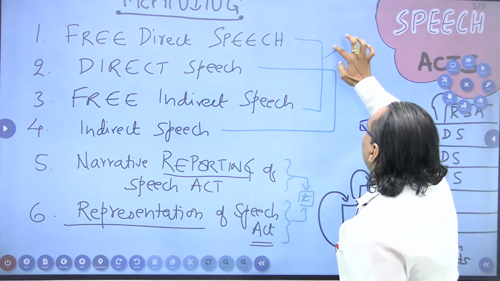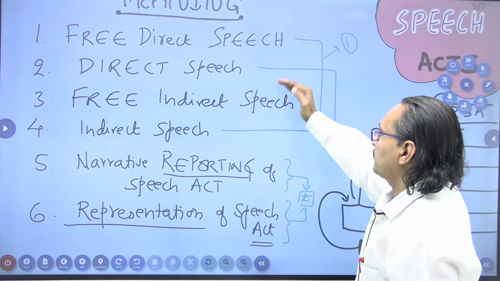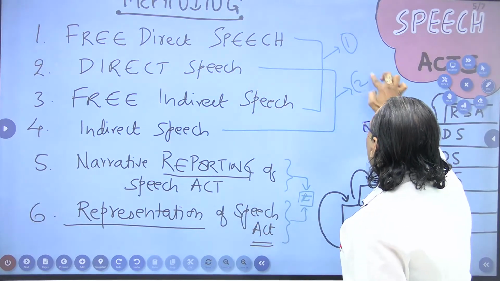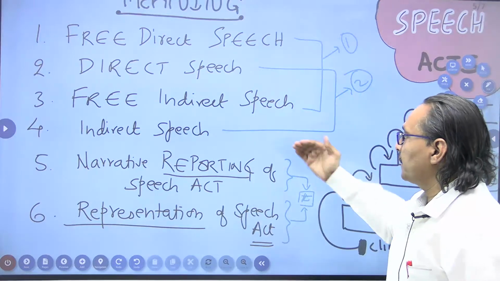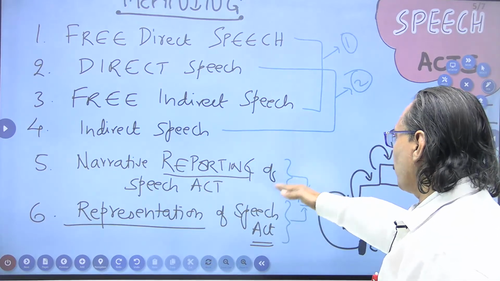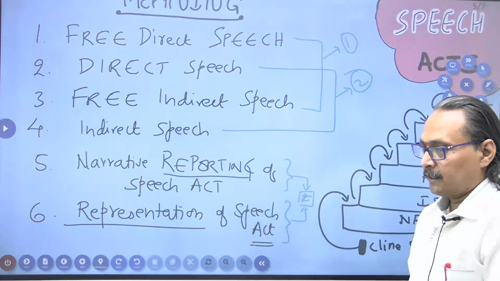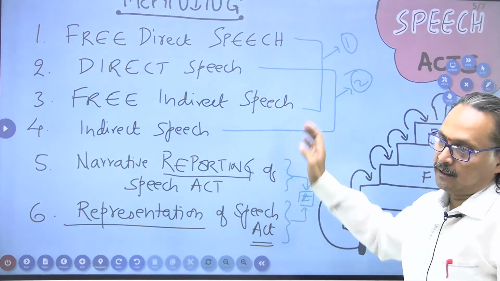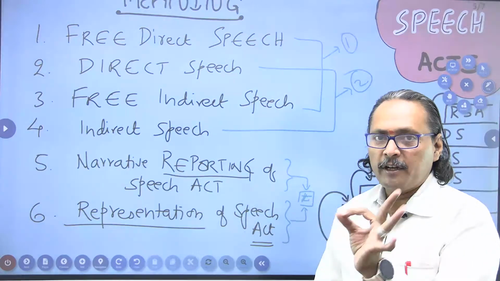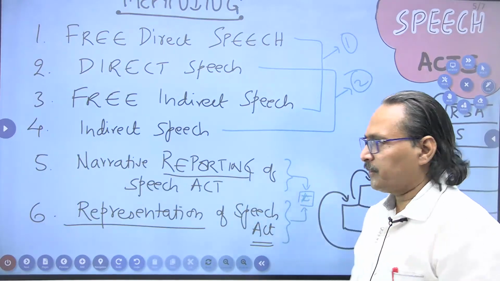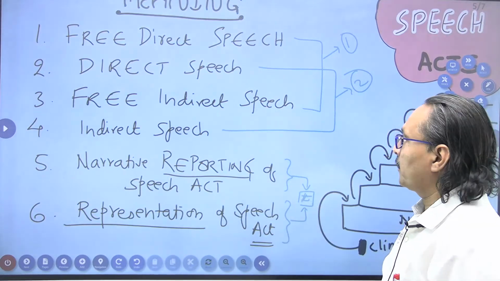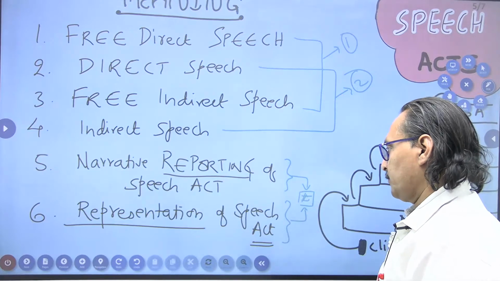So you have the first pair here, other than the free direct speech and free indirect speech. You follow one mechanism, and then direct speech, the known one, the second pair, where you find the direct speech getting converted into indirect speech. We follow a different mechanism. And finally, you have narrative reporting of speech act. We take free direct or direct, and then we change it into narrative reporting. That's another mechanism. And finally, representation of speech act, which is very minimal. We just indicate that a speech act took place. So there are different ways in which we are actually doing this. So that also is very important. So these are the 6 different speech acts which we can find.